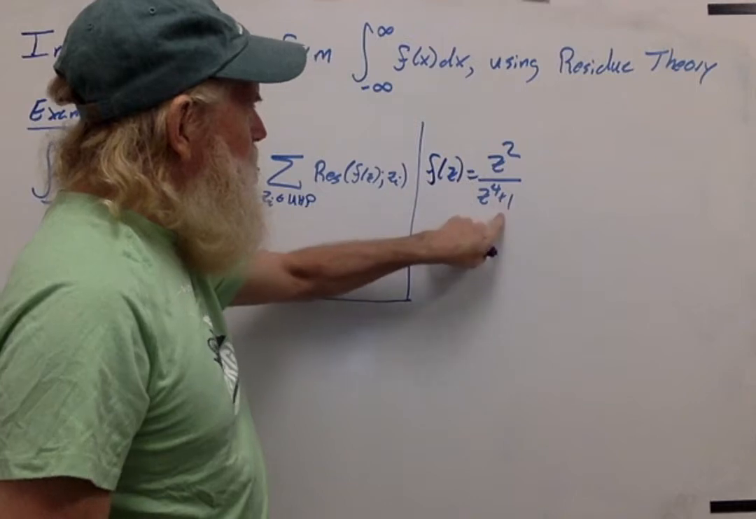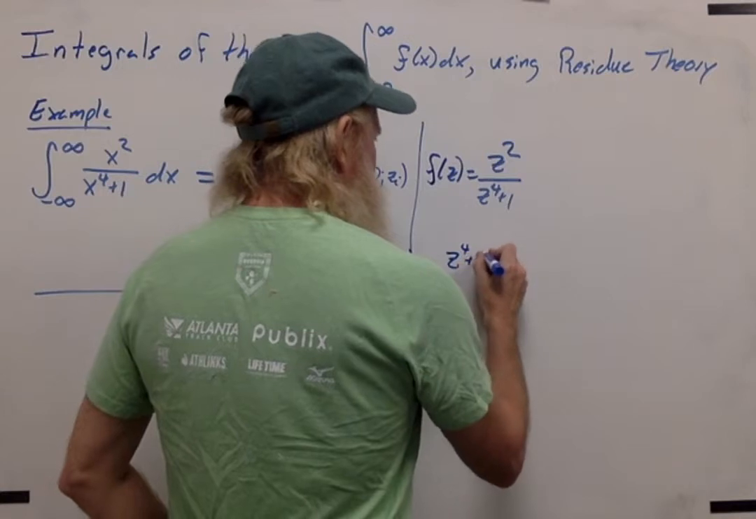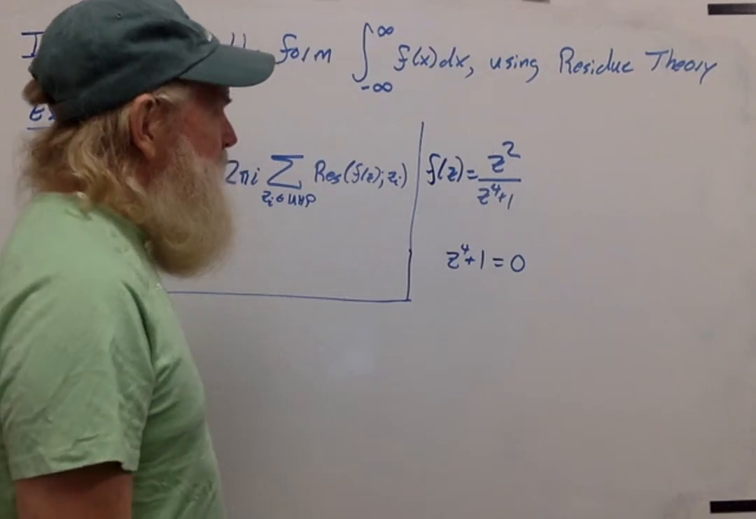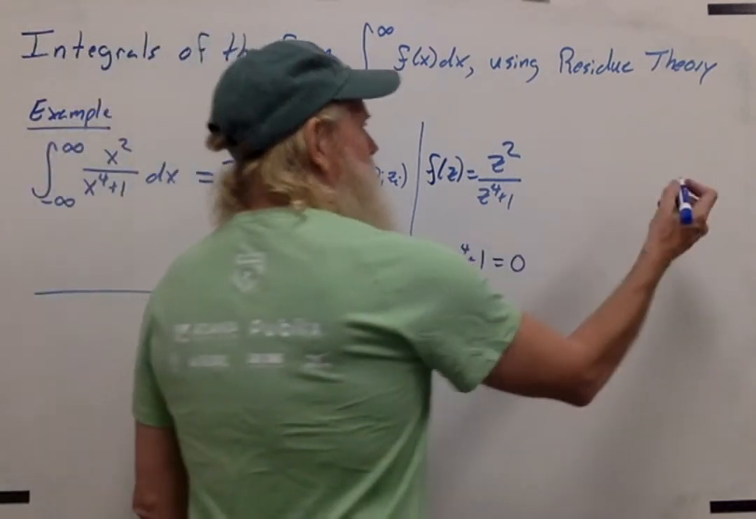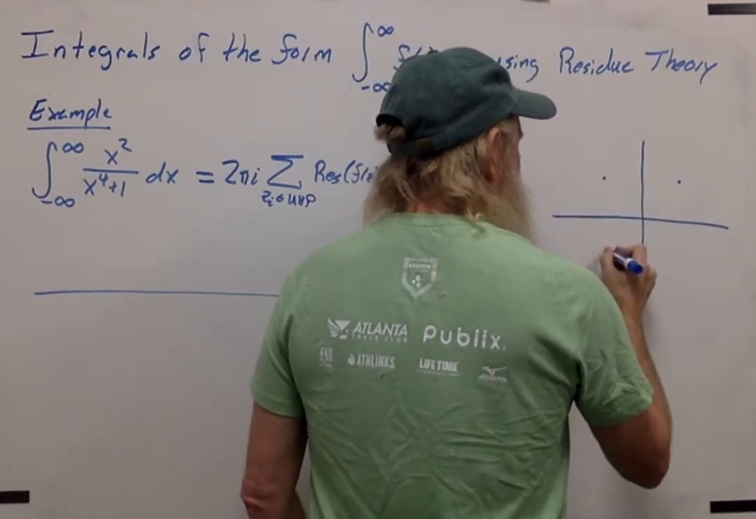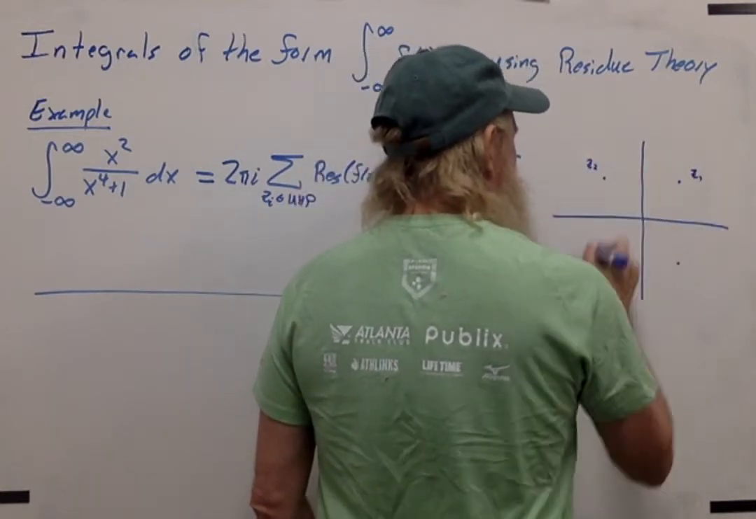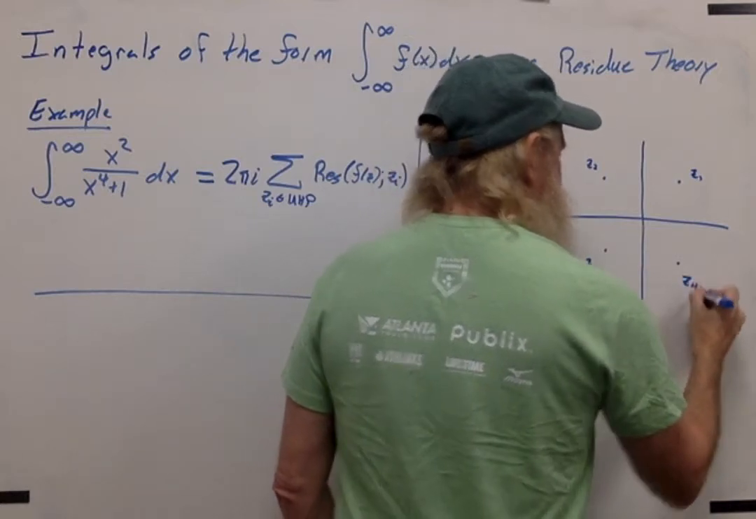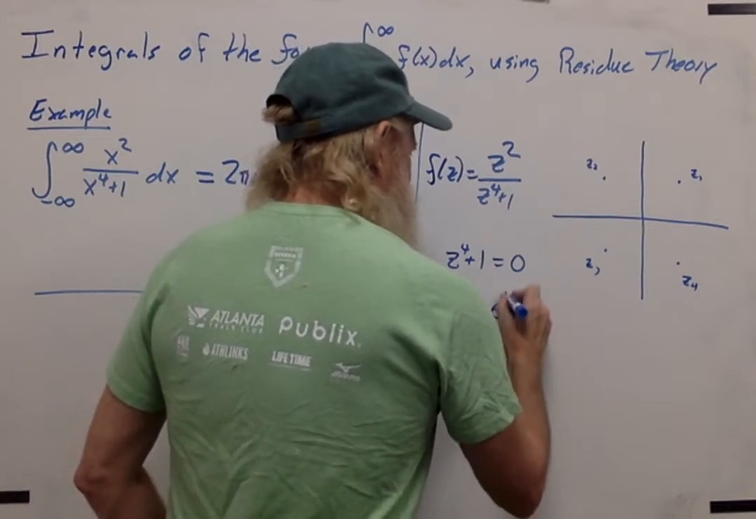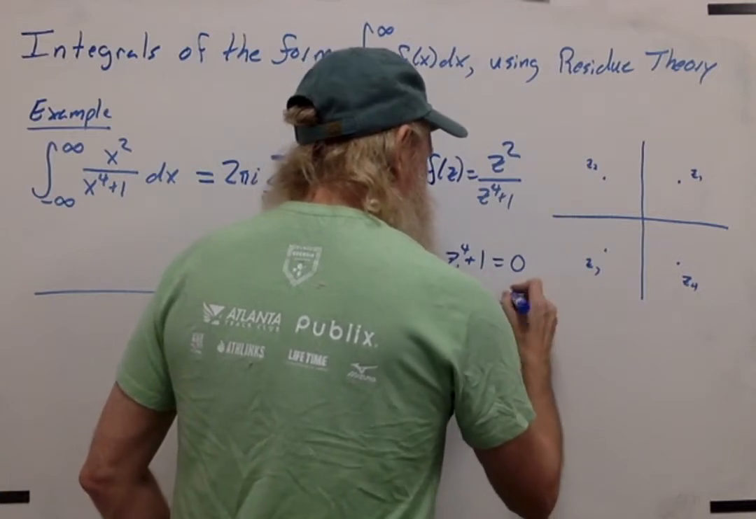So the poles of f are going to be the places where the denominator is equal to 0. And in one of your early graded homework assignments, you found where all the zeros of z to the fourth plus 1 are. You might recall they were symmetrically placed on a unit circle around the origin. Let's call them z1, z2, z3, and z4, where z sub 1 is equal to e to the pi i over 4.